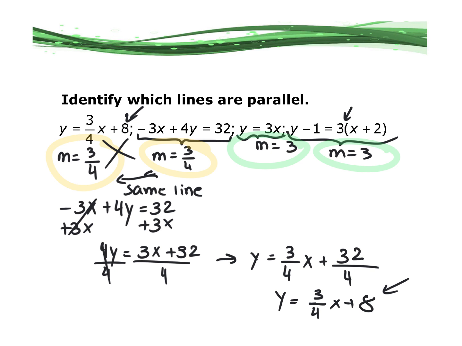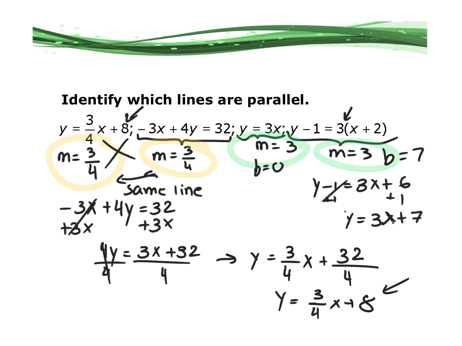And then for this other one, we have a y-intercept right here of 0. And our y-intercept right here, I will have to solve it. So we're going to distribute the 3x plus 6. When I add the 1, I end up with a y-intercept of 7. So because there are different y-intercepts, these two lines are parallel. They have the same slope and different y-intercepts, so those two lines are parallel.